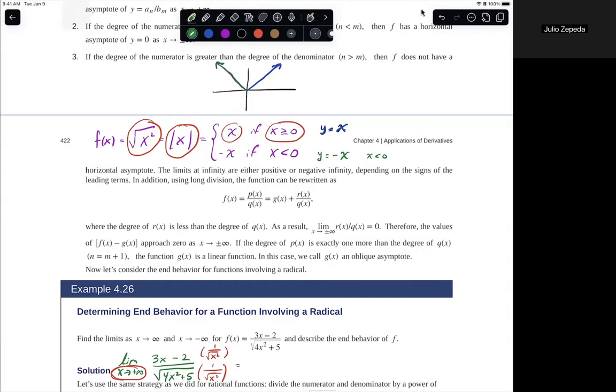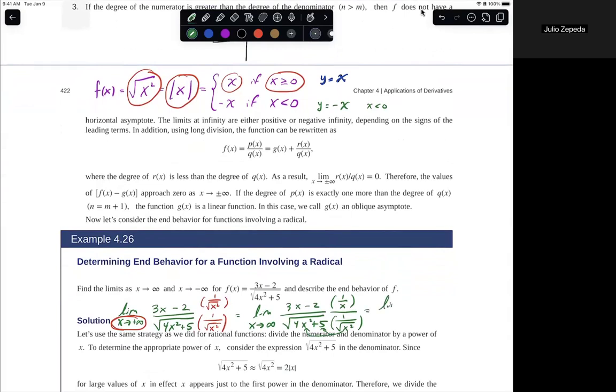So this becomes the limit as x approaches infinity of 3x minus 2 over the square root of 4x squared plus 5. In the numerator, since I only have x's and I don't have a square root, I'm going to write the square root of x squared as just x. In the denominator, since I do have a square root, I'm going to leave that as the square root of x squared, and that way I can multiply this square root of x squared into the other square root.